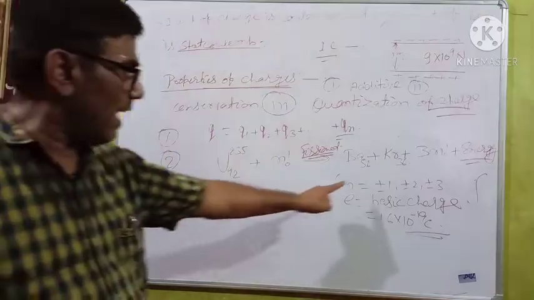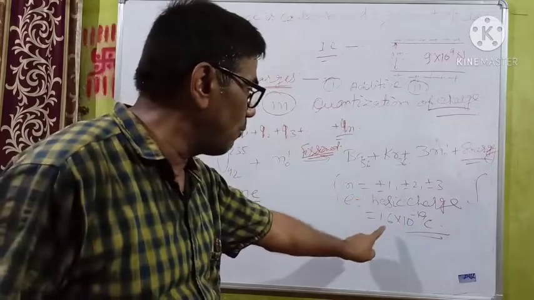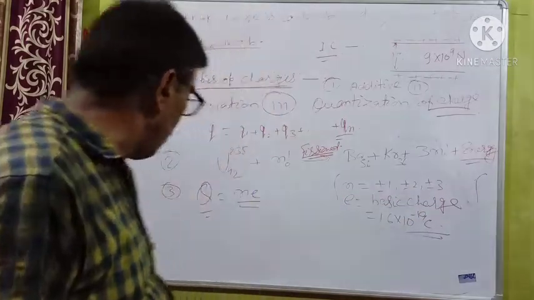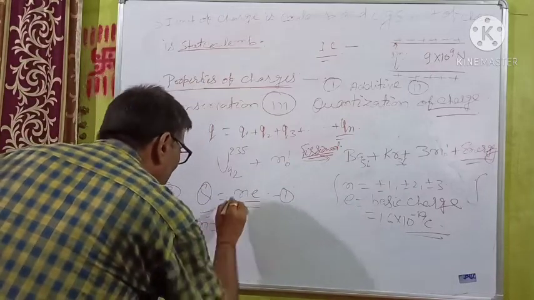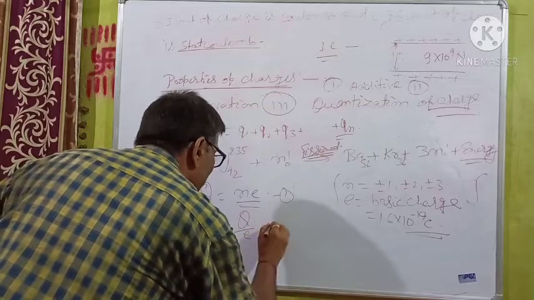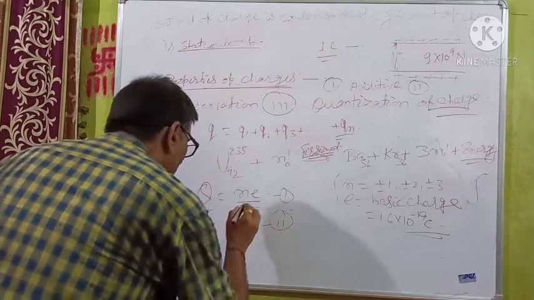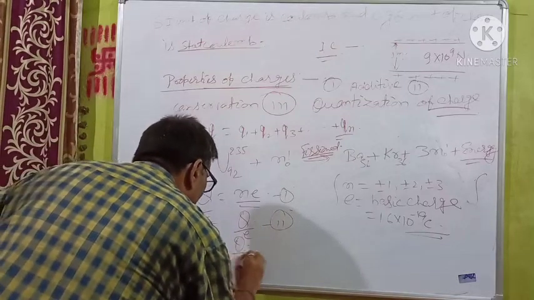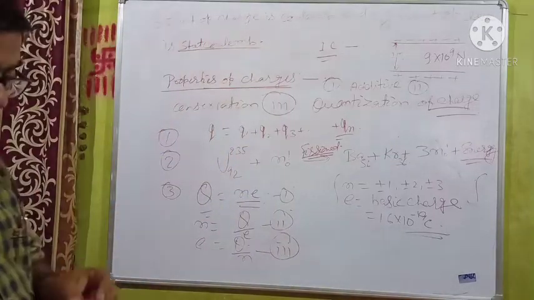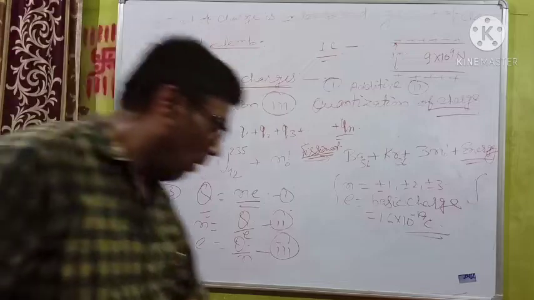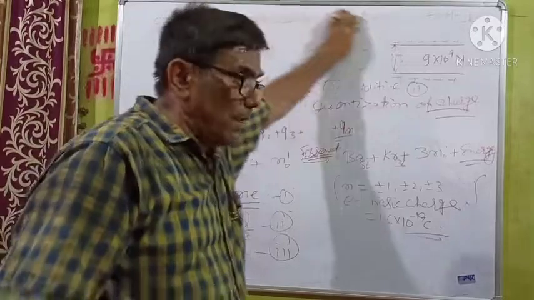Q is equal to n e, where n is equal to plus or minus 1, plus or minus 2, plus or minus 3, and e is the basic charge 1.6 into 10 power minus 19 coulomb. So this is the first formula. Then n is equal to the number of electrons, which is equal to Q by e, the second formula. And e is equal to Q by n, this is the third formula. So we can also find the numerical value of the number of charges.